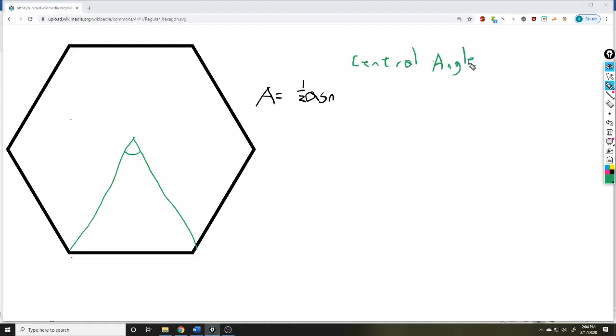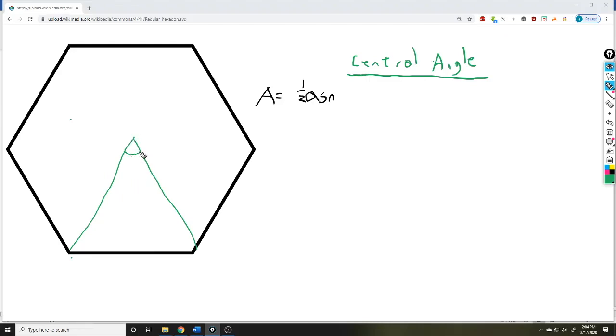Forgive my handwriting throughout this. I'm using a new drawing device that I bought just so that I can get these things out to you. And that should make sense, called the central angle. Central angle, it's the angle in the center, right? It's the angle in the middle of this triangle.